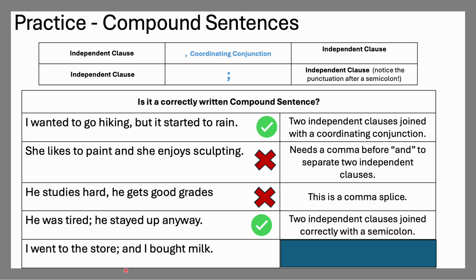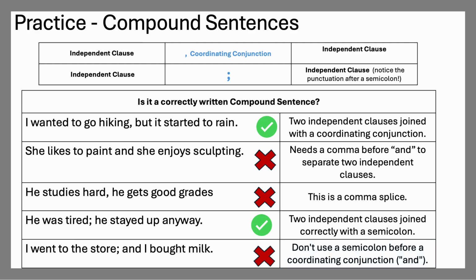And then finally we have I went to the store and I bought milk. I have a semicolon and that's combining these two independent clauses, and that's incorrect. That semicolon is strong enough to combine those two on its own. It does not need the and. Or if I wanted to use the and, that semicolon should be a comma.